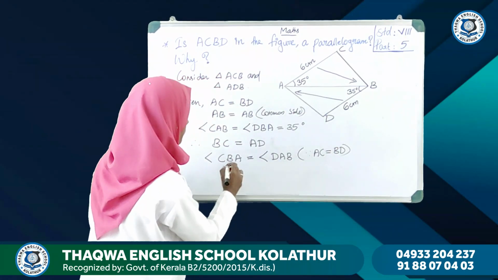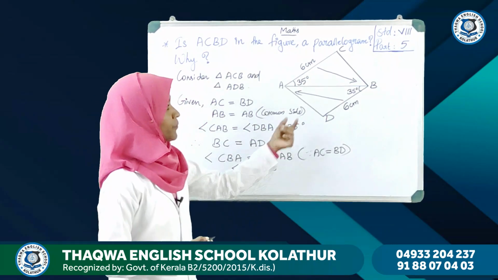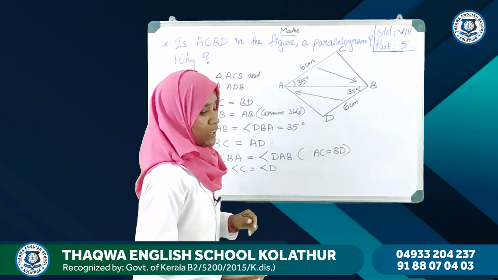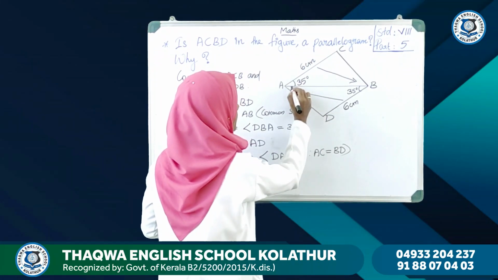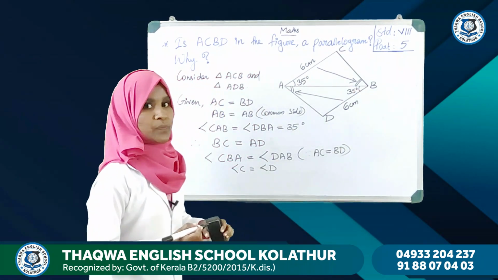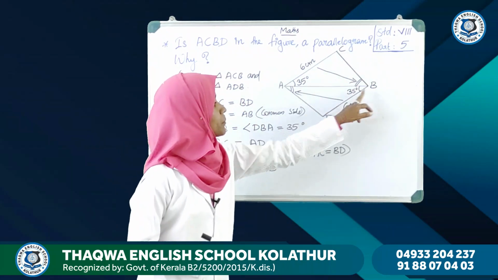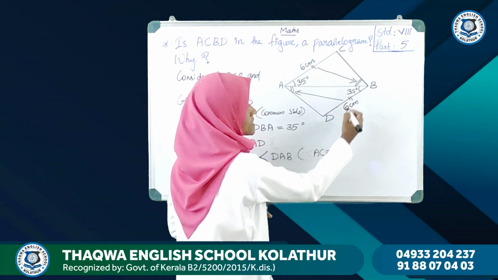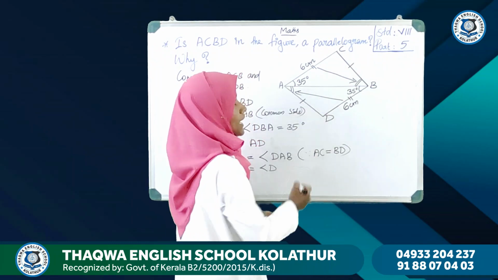Next, angle C equals angle D. Why? AB is the common side of both the triangles. So we get angle DAB and angle CBA are equal. That is, in quadrilateral ACBD, AC equals BD, and also BC equals AD.